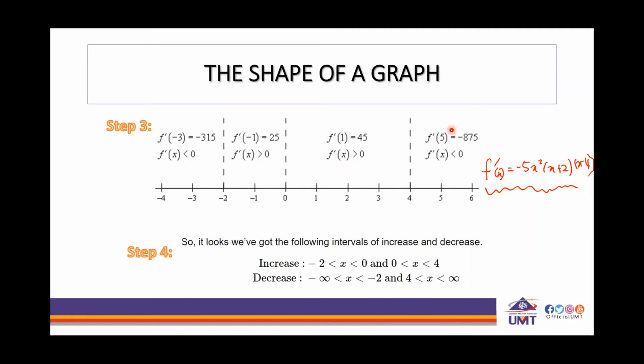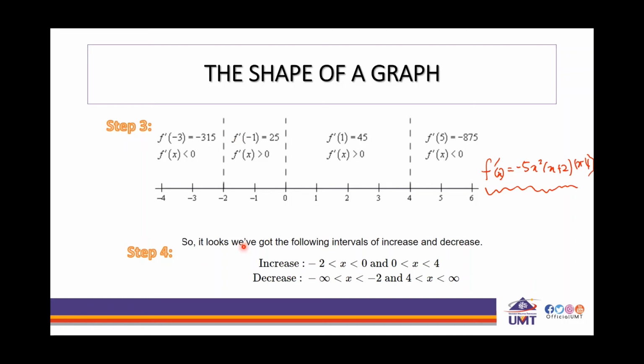All right? And then from negative 2 to negative 4, you will get smaller than 0, which is negative 315. If you put negative 3, negative 4, or substitute negative 5, any value from here to here, to negative infinity, you'll get smaller than 0. Okay, so now step 4, you can put a conclusion here.